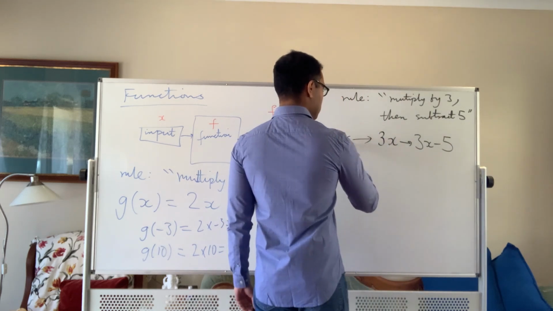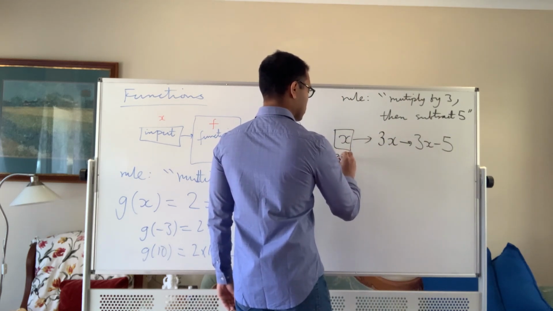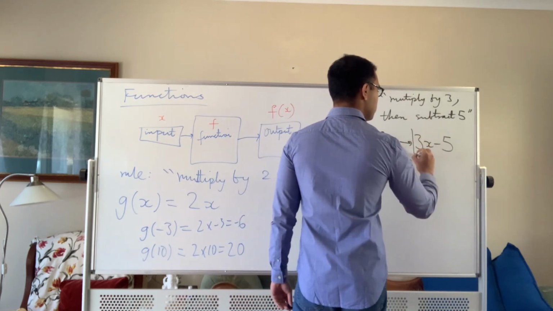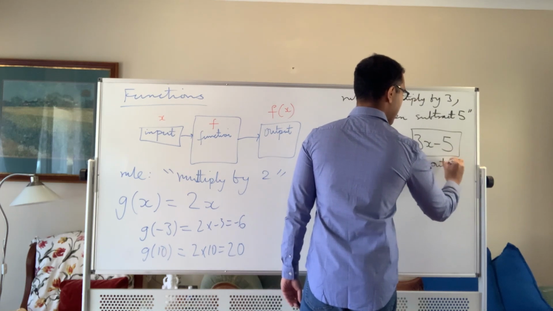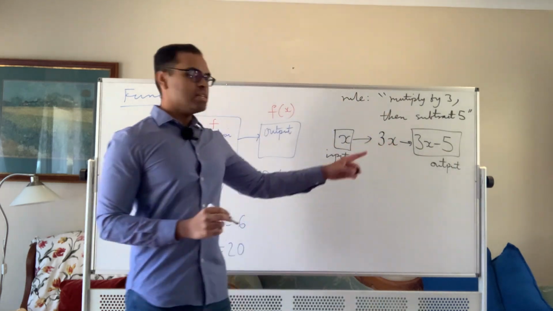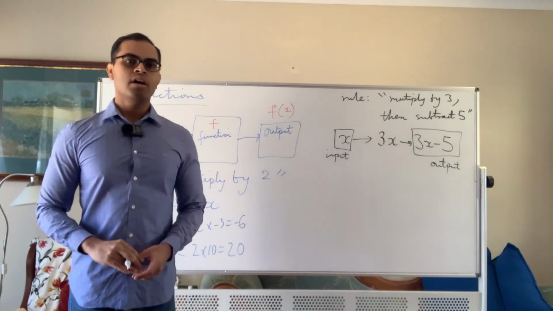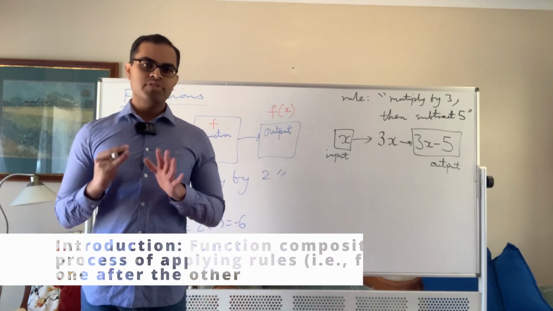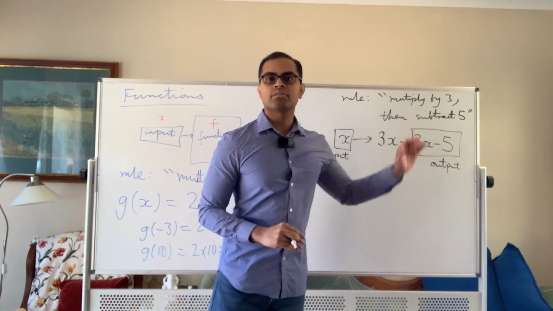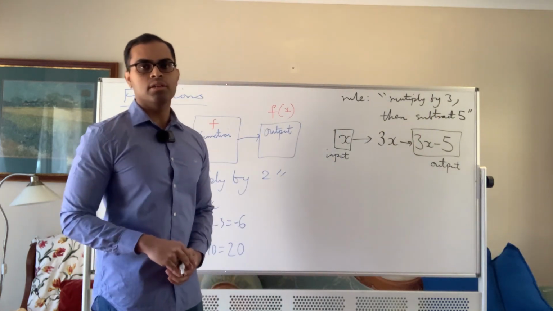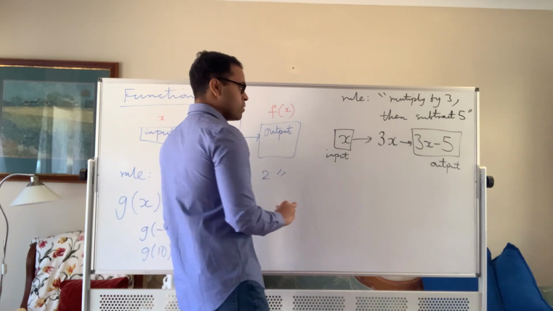So this is our input. Our rule was described in 2 steps. So this is what is called our output, 3x minus 5. This whole process is what is called function composition. I won't talk about it in this video. If you've seen it before, you'll know what I'm talking about, but it's 2 rules stacked on each other. That's what we call composing functions, but don't worry about that for now.